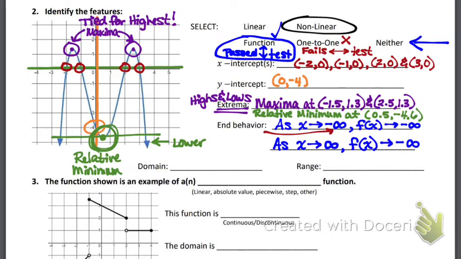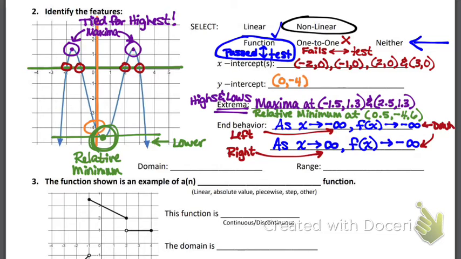So this right here means left. This tells me down. This is telling me right. And this is also telling me down here. All right, domain and range, and then we will have finished this one up.